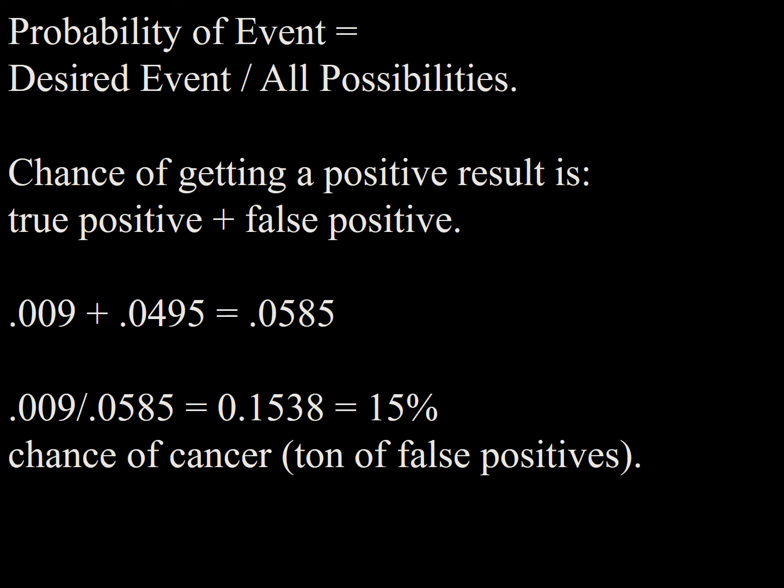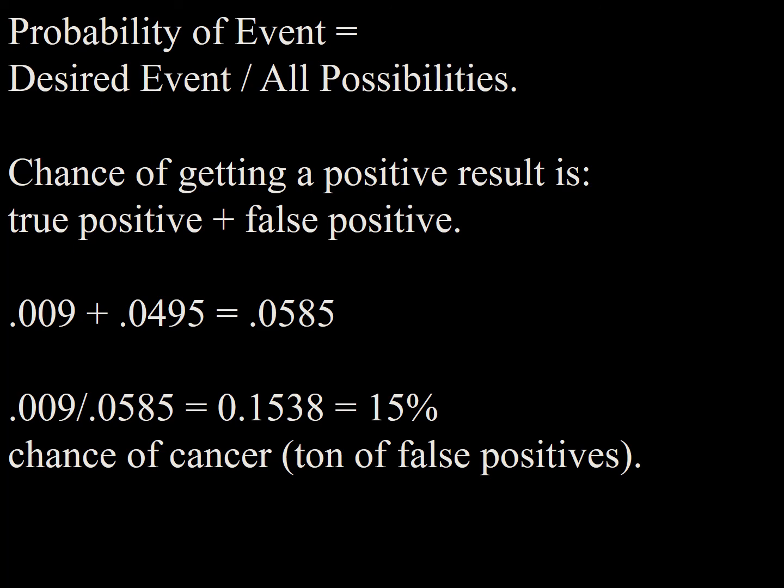Now we calculated the true positive, 0.009, which is the high reliability of the test times the very small proportion of people that are going to get cancer, plus the false positive, the error, which is the 10% that the test does, that are missed by the test, and that's 0.0495. And we add those two together to 0.0585. And so in the formula we do 0.009 divided by 0.0585 is equal to 0.1538, is equal to 15%.